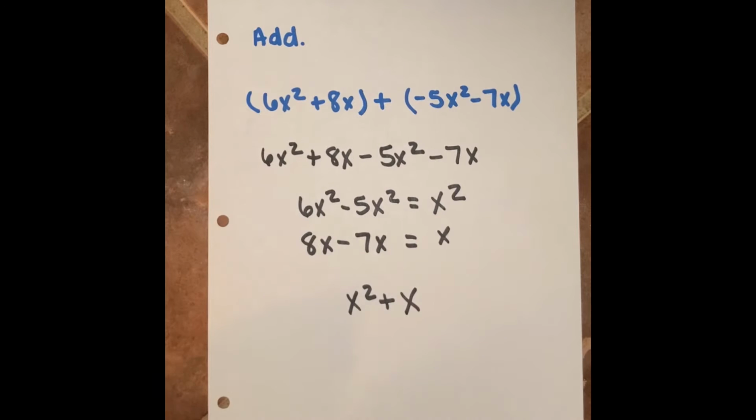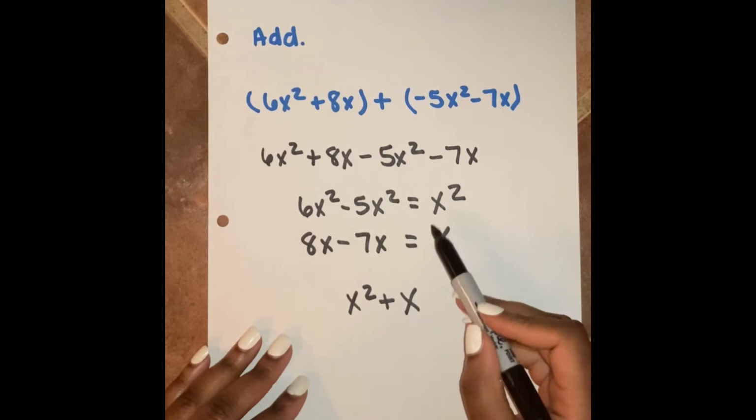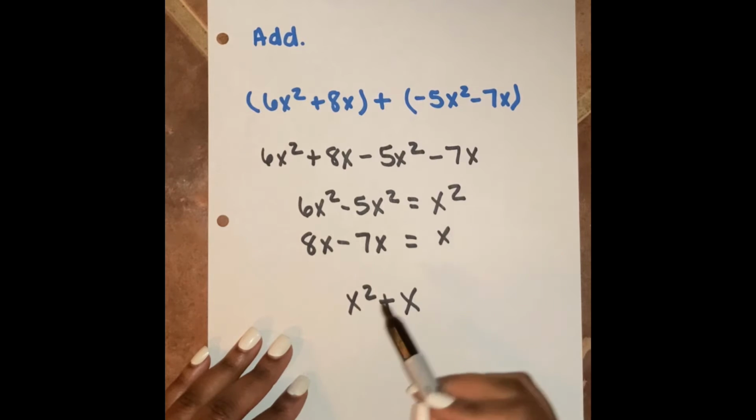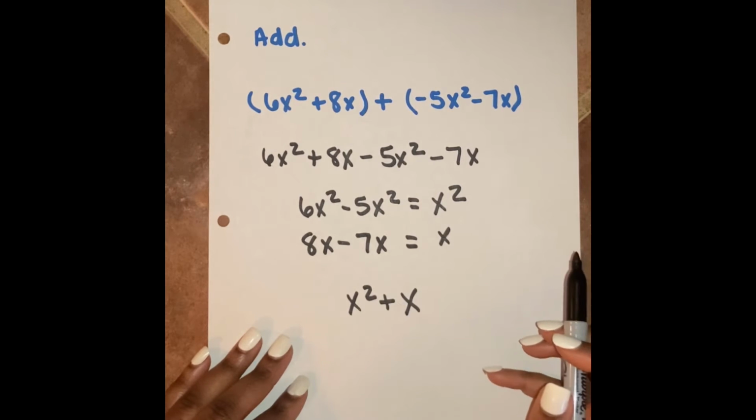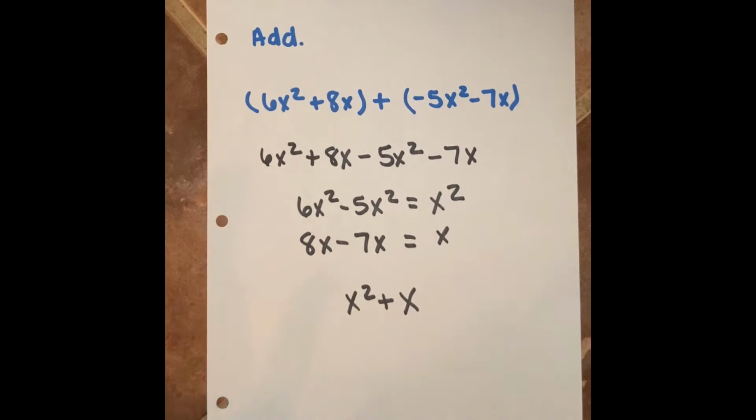So we're going to write this so that our answer is in descending order, and also we're going to keep the signs that are in front of it here. Because there is no negative sign here, we're going to automatically put the plus here in the middle. And our answer is x squared plus x.